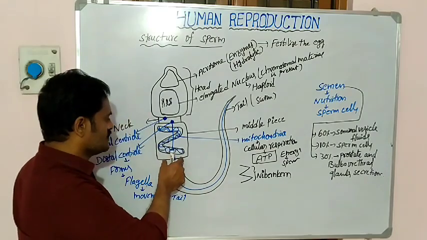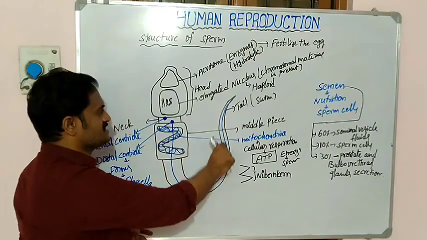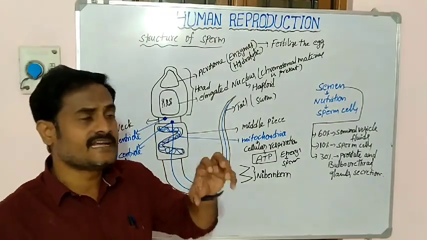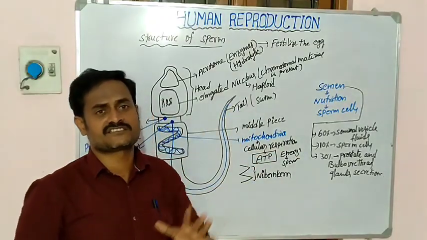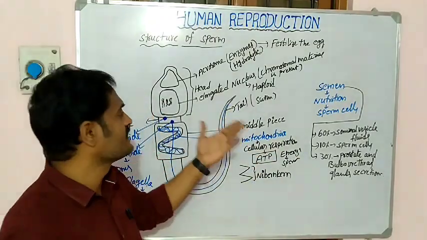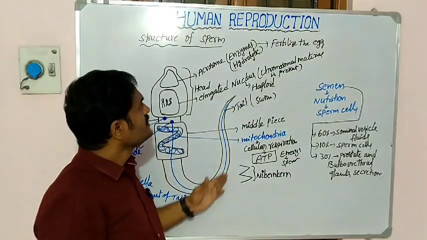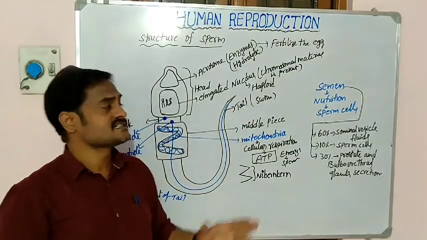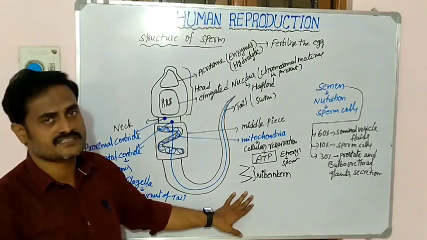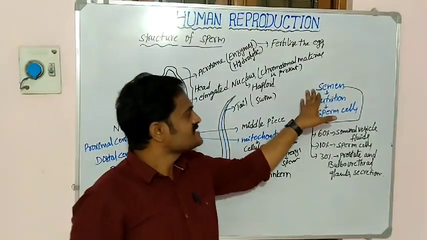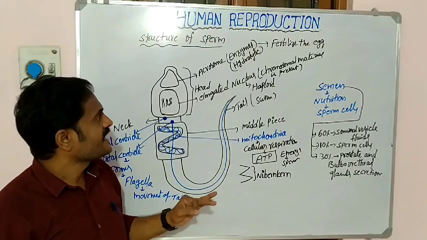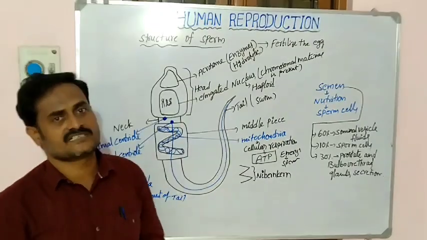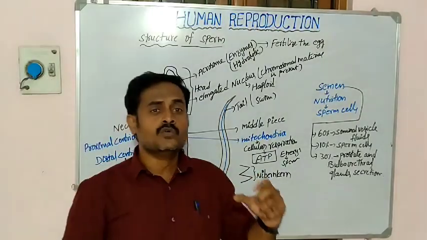And the end portion of the sperm is called the tail. The tail helps in moving into the female external genitalia and also the female reproductive system. So this is about the structure and function of the sperm cell, and this is about the composition of the semen. Next we are going to discuss oogenesis.